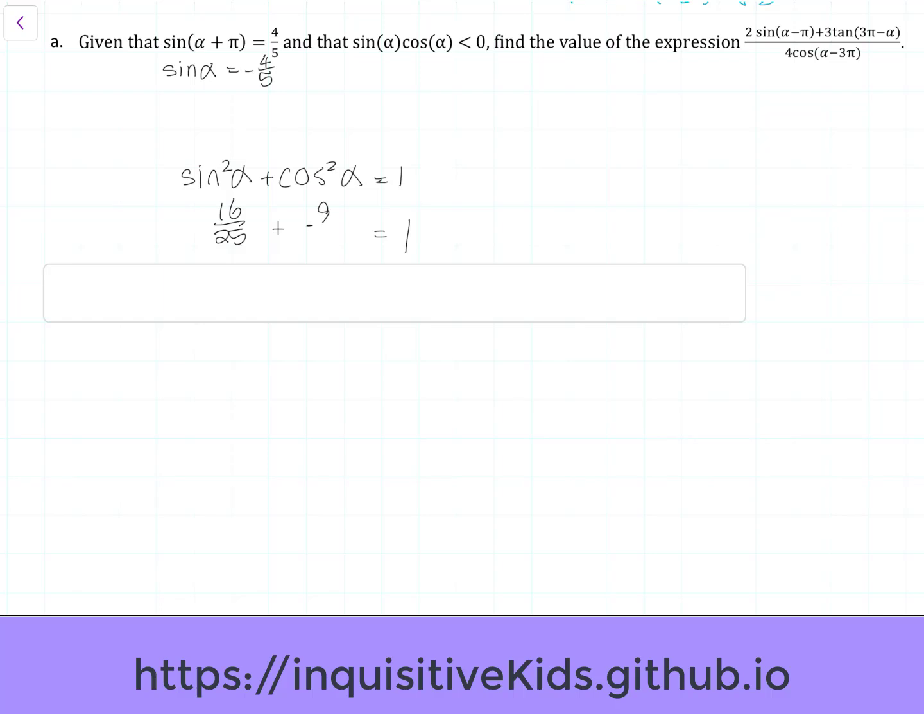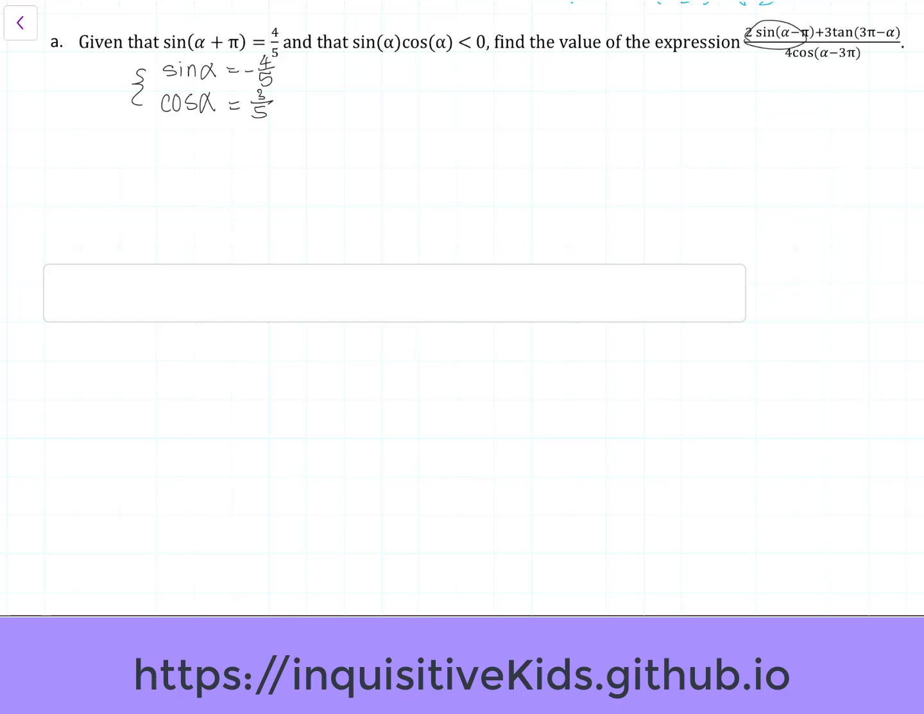So this here would be 9 over 25. Now we take the square root of that, which is 3 over 5. And we know it has to be 3 over 5 because a negative and a positive multiply to be a negative. And cosine has to be positive in order for the product of sine and cosine to be negative. So just by looking at the condition that we are given, we already have a lot of information. Now let's take a look at the actual expression and see how we can simplify it.